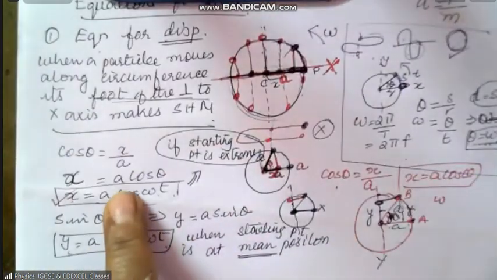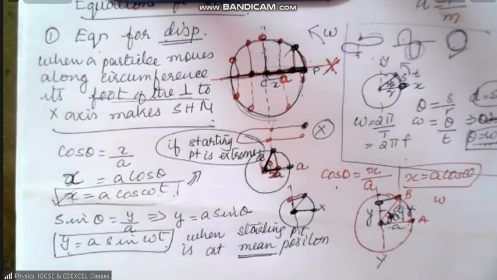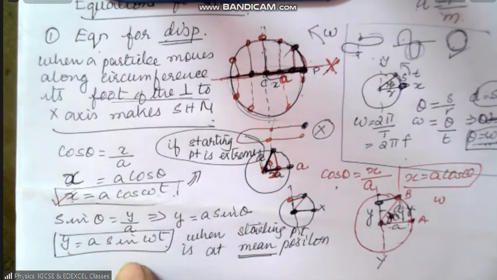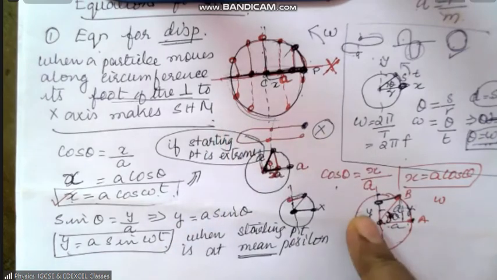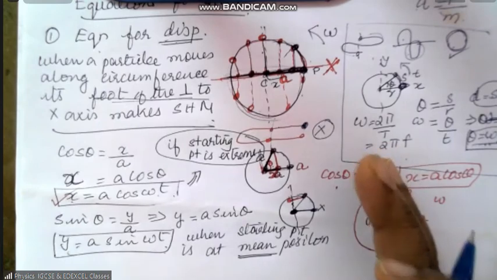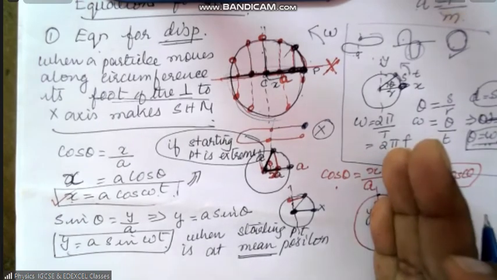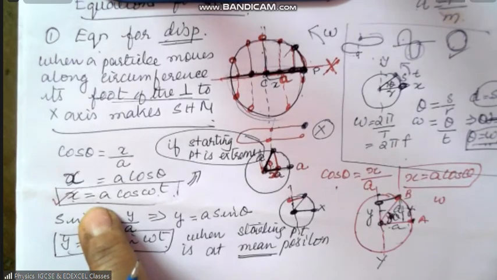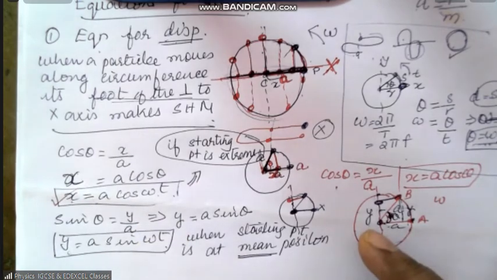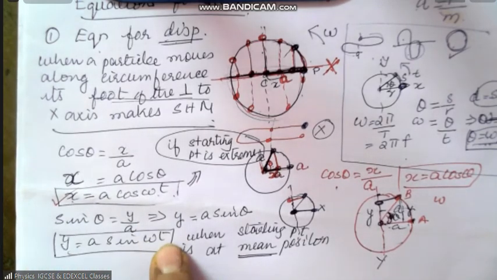In your book, they are using a cos theta for deriving the rest. But I am going to use a sin theta so that you will know both are the same. The only difference is where we started calculating from. If we start calculating from the extreme, then the equation is for the x-axis. If we start from the mean position, then the equation is for the y-axis. That's the only difference. And this is a sine graph.